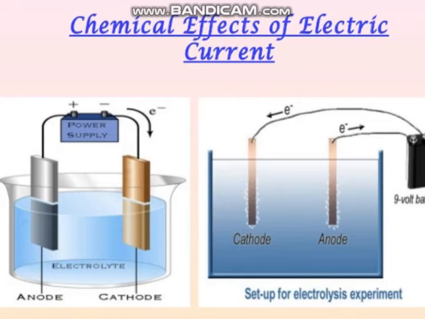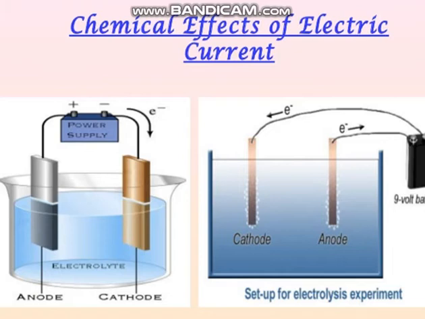The one attached with the positive terminal is known as the anode. The one attached with the negative terminal is known as the cathode. So the cathode is the negative electrode and the anode is the positive electrode. It is very clear from this diagram also. You can see the anode is attached to the positive side of the battery and the cathode is attached to the negative side of the battery.